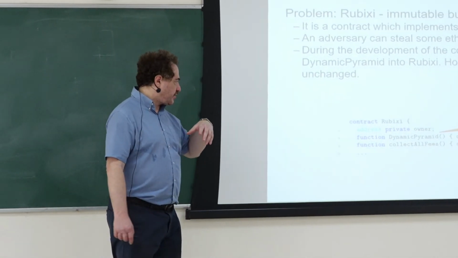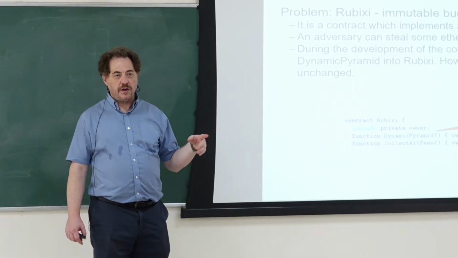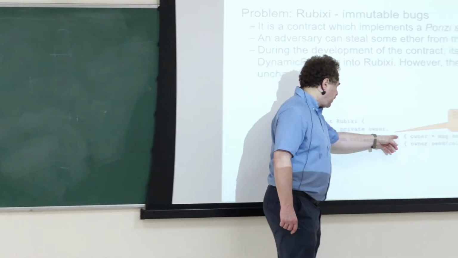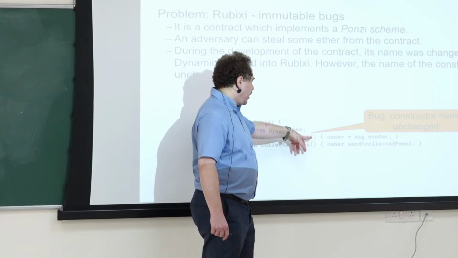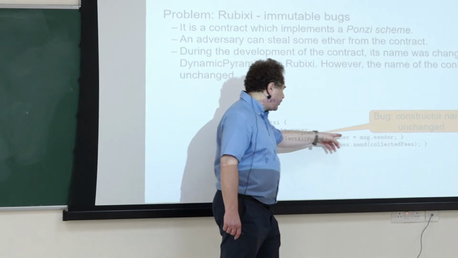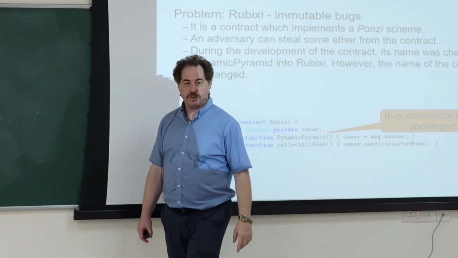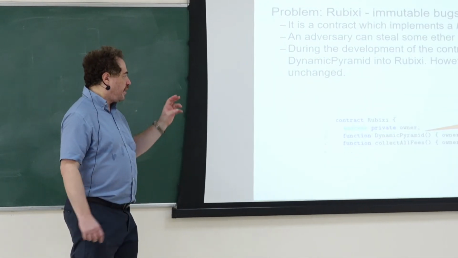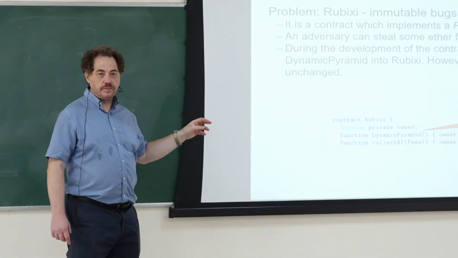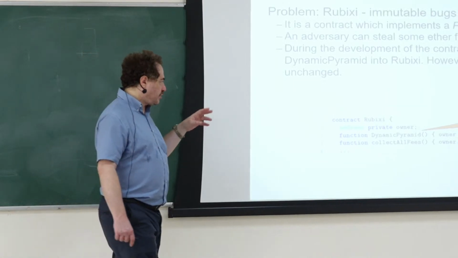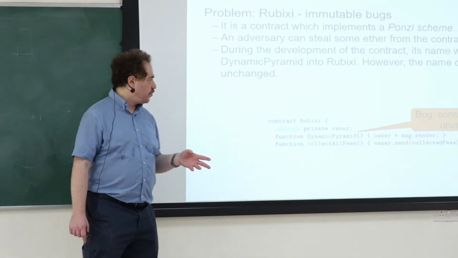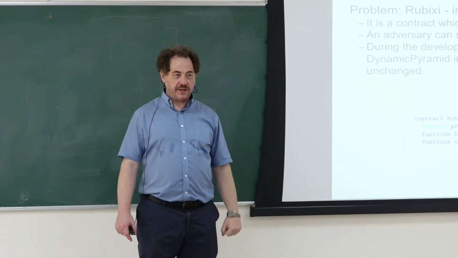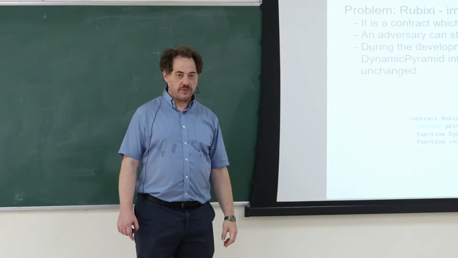So, of course, now the constructor doesn't run. That's one problem. But a bigger problem is that everyone else can invoke DynamicPyramid. What does DynamicPyramid do? It sets the owner of the funds to be the sender of the message. So that was the intended functionality of the constructor, because the constructor is only called once in the beginning, with the sender being the creator of the contract. But now everyone can call this function and set herself or himself as the owner of the contract.